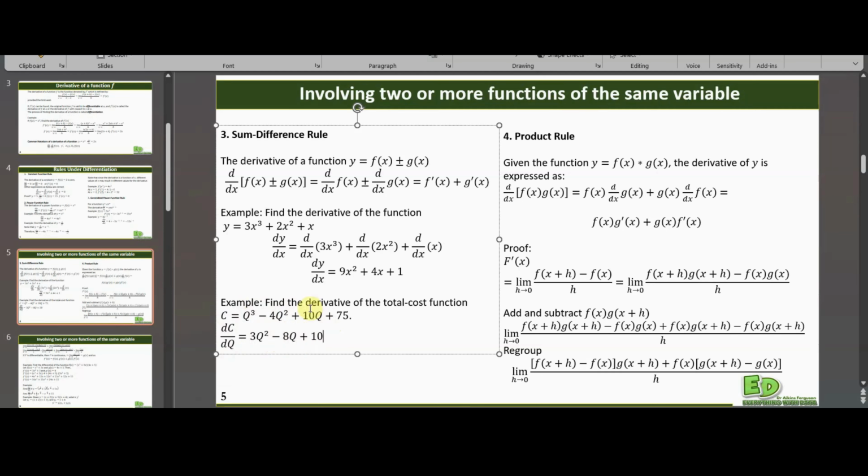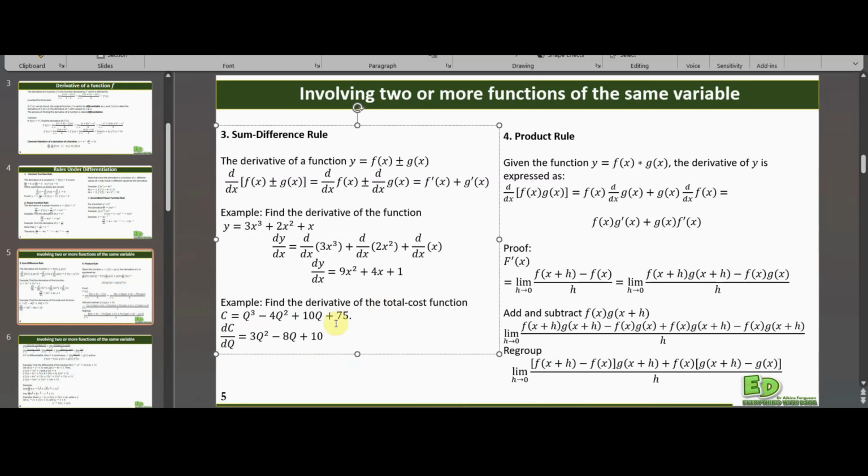If you differentiate 10q, the differential of 10q is 10, right? Remember, this 10q has a power of 1. So 1 here times the 10 will give us 10, and it will be 10q raised to the power 1 minus 1. 1 minus 1 will give us 0, so that is basically 10q raised to the power 0. And any number raised to the power 0 is 1. So 10 times 1 will give us 10, right?